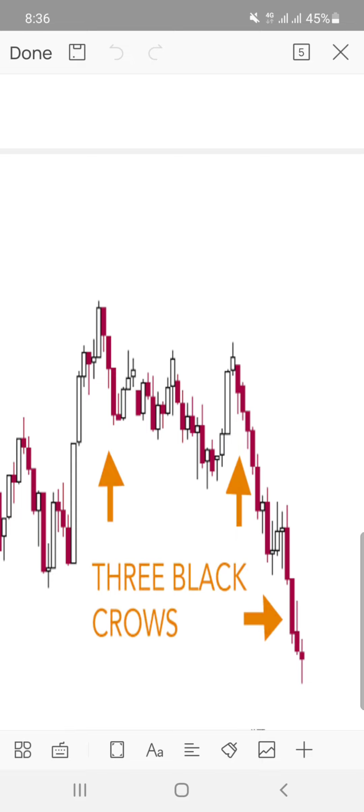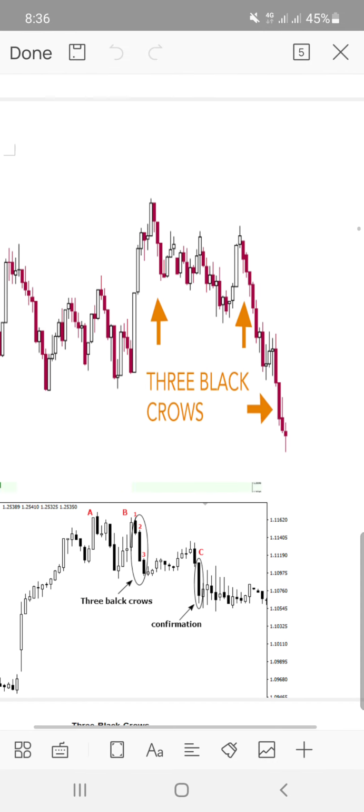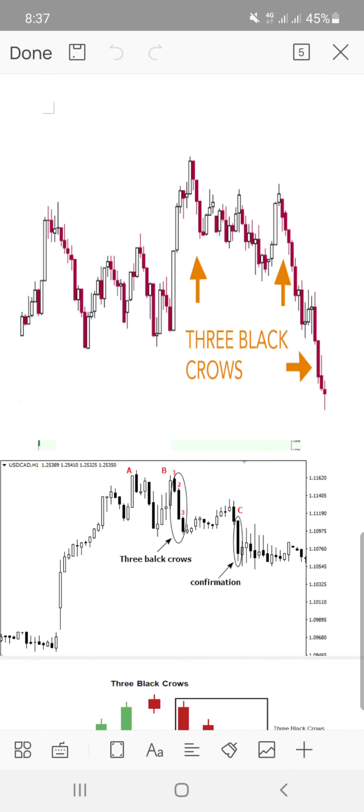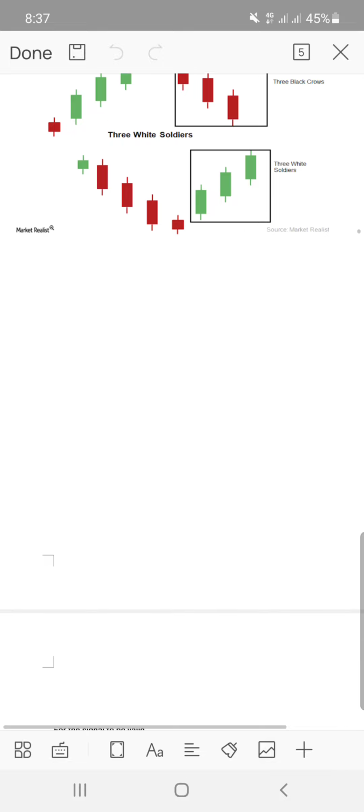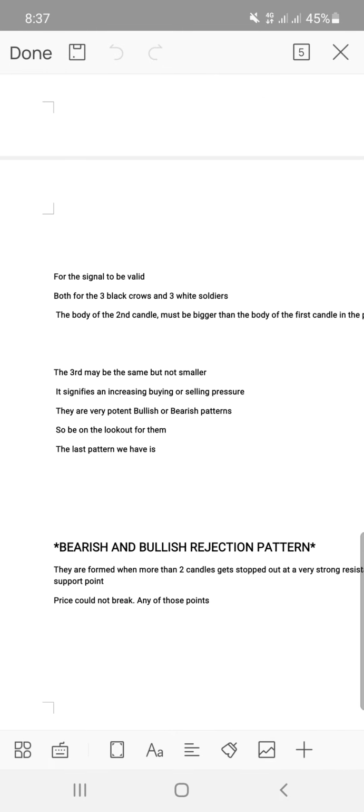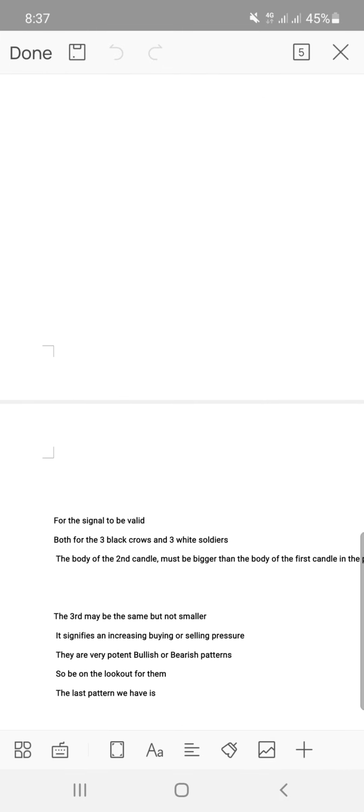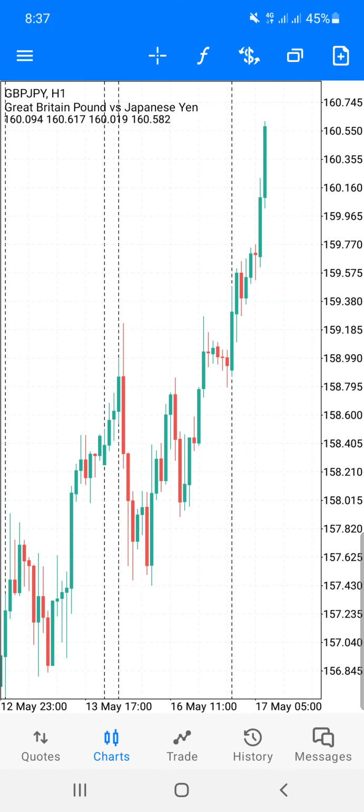So see examples here. I've already explained. See this one, two, three. This is three black crows. Sorry, I keep mixing it. Three black crows, right? See another example here. Three black crows, right? Just like that. There's no big deal about it. So let's go to our MetaTrader app and look for some examples to make it more practical.